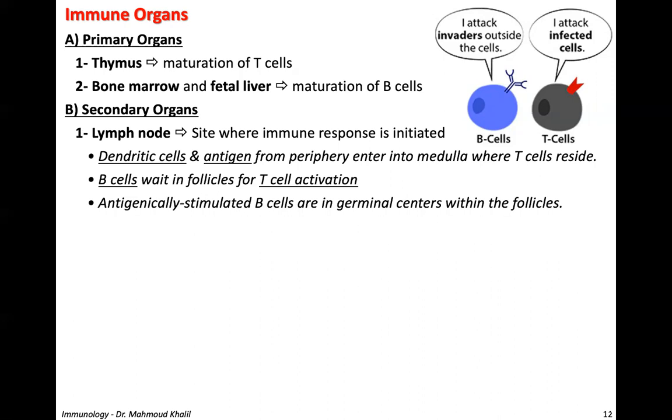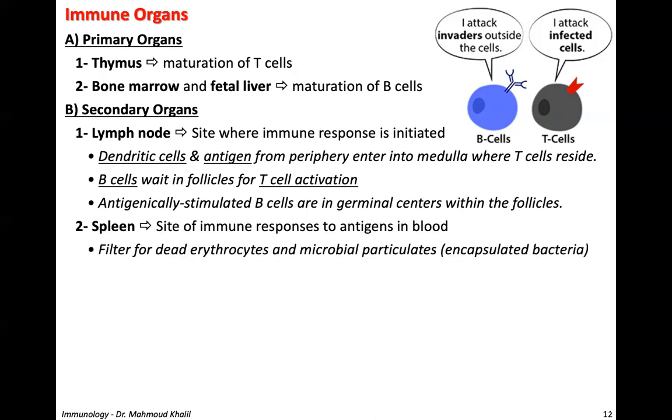So the first info here, we need to know that for B cells to work and start secreting antibodies, they need the activation of the T cells. While for the T cells to work, they need the activation of the dendritic cells with the antigen upon recognition. Once the B cells are stimulated by the antigen in the germinal center within the follicle, they start secreting antibodies.